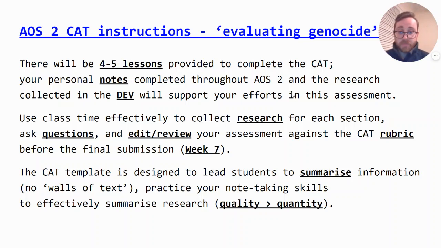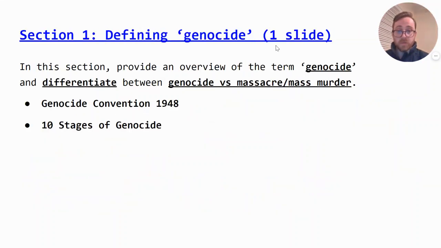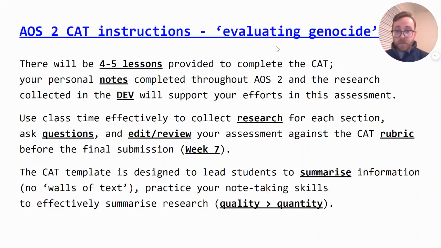So the CAT template that is provided in this presentation is designed to lead students to summarize information. Next to each of these key topics or key sections, we've told you it needs to be this many slides. And we've done that for a reason. One, we don't want your workload to be ridiculous. Again, during remote learning, we don't want you to write out 7,000 essays. But two, you're practicing what you did in the dev. You're summarizing information.